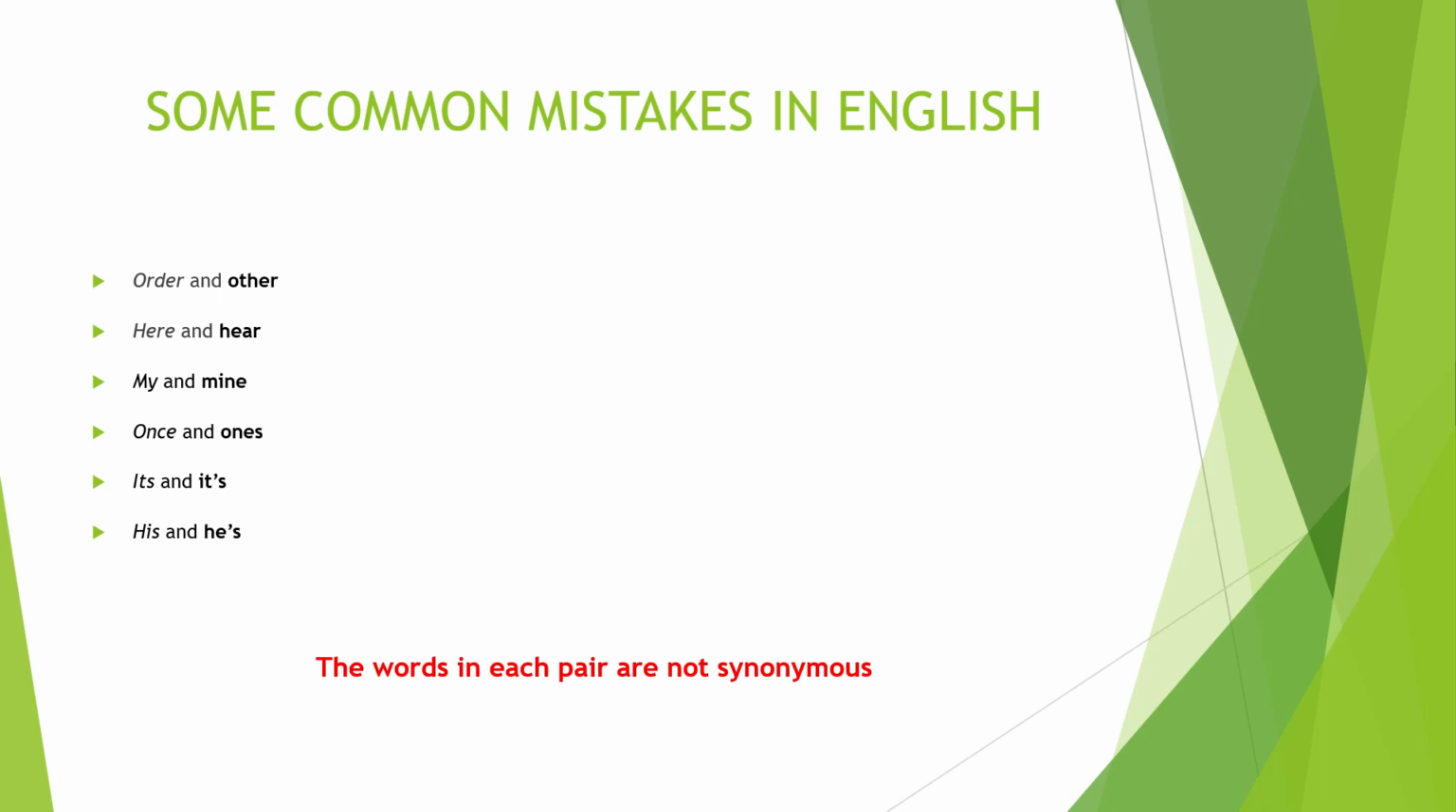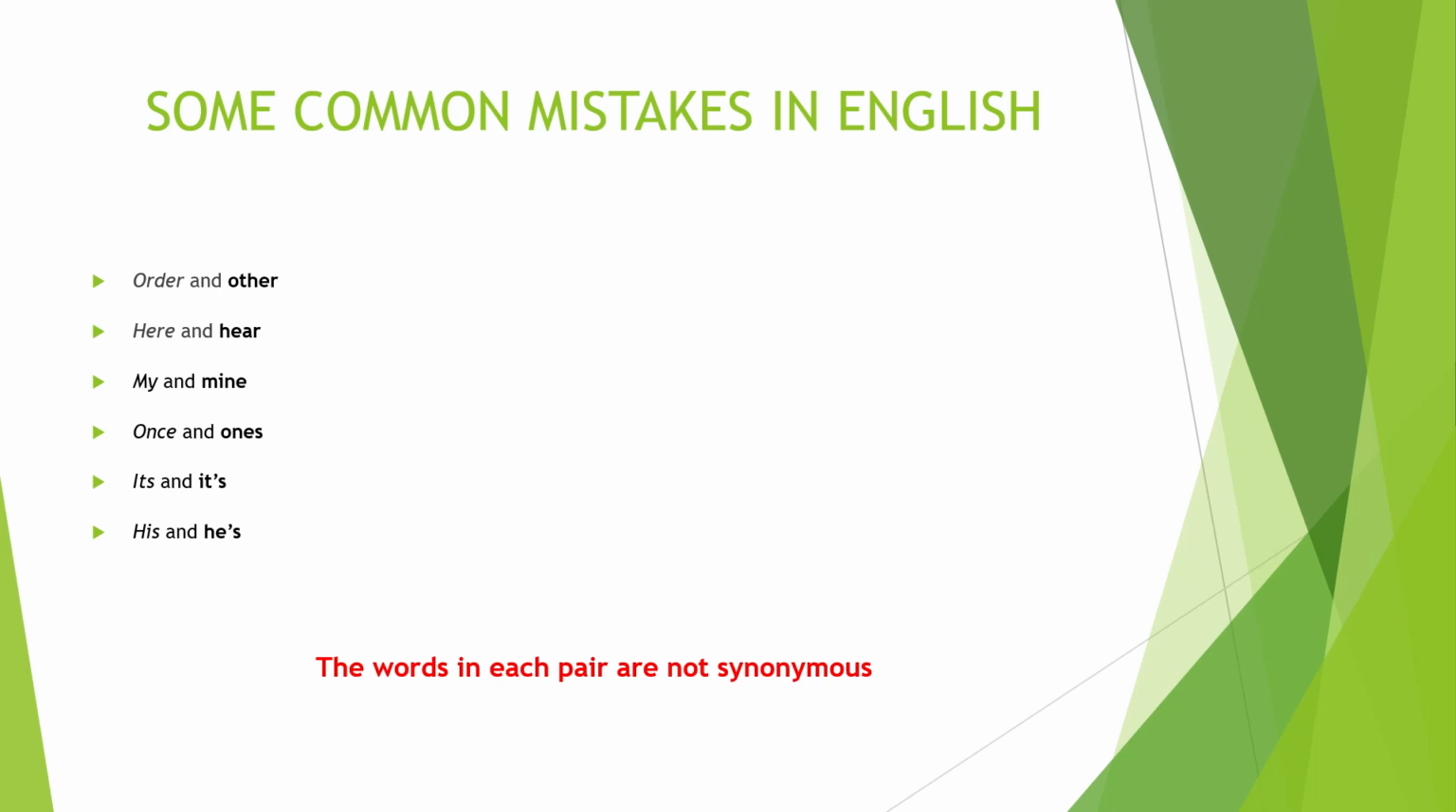We have order and other. We have hear and here. We have mine and mind. We have once and ones. We have its and it's, which is sometimes pronounced as it is by others. We have is and we have is.